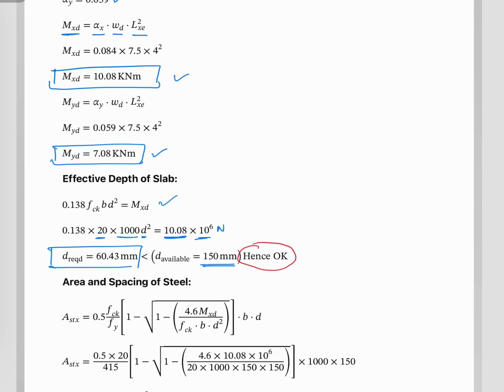Whatever depth you have calculated, the effective depth that you are going to provide, which is 150 mm, is more than what is required. So you are okay with that.